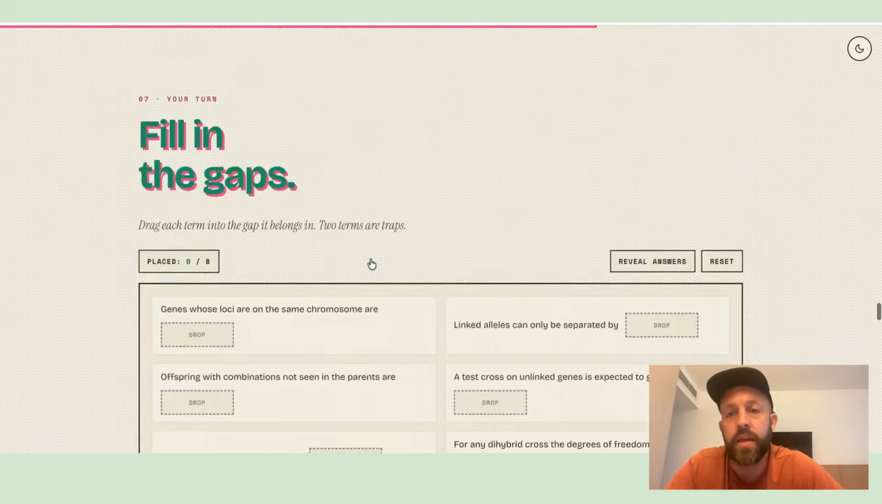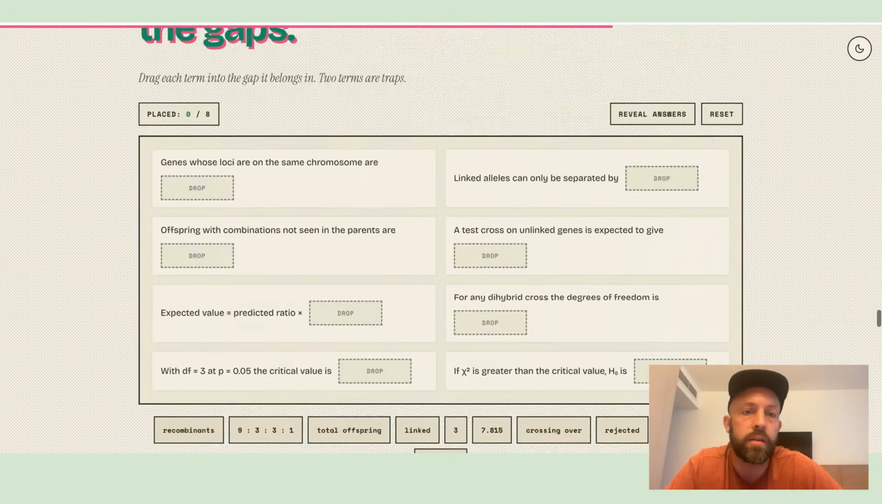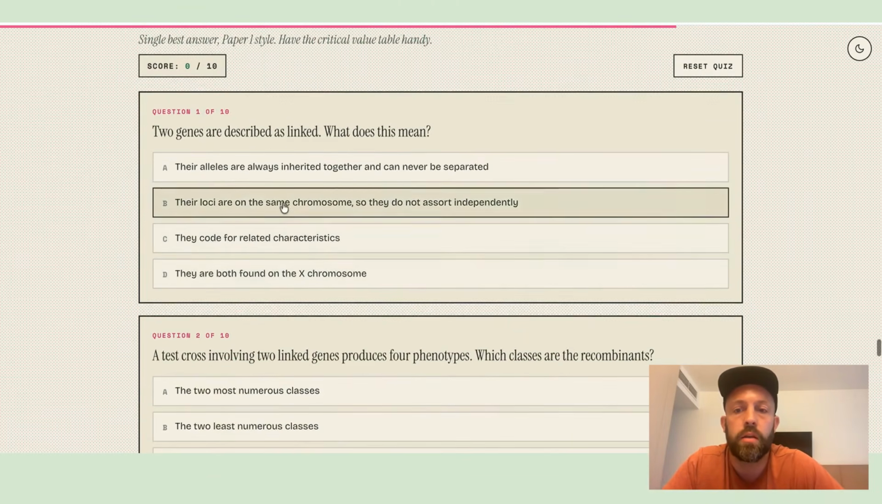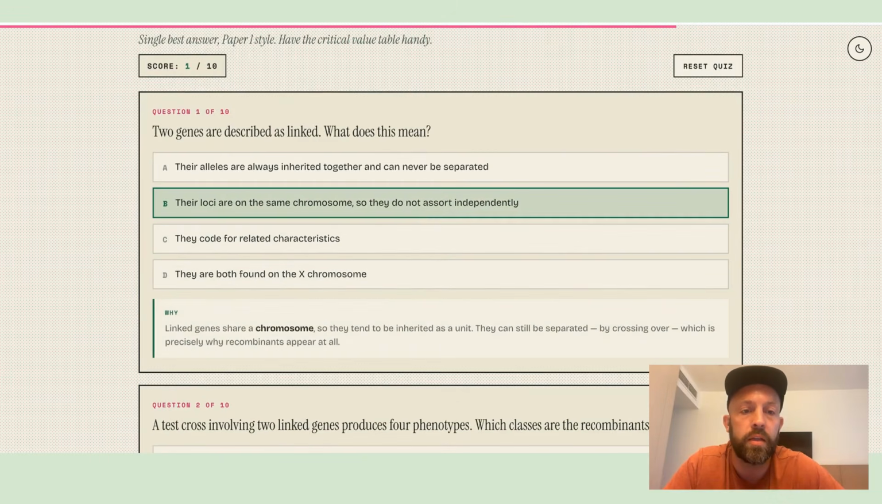As always, at the end, I've got a fill in the blanks and some IB style questions. So a classic one, 2 genes are described as linked. What does it mean? Their loci are on the same chromosomes, so they do not assort independently.